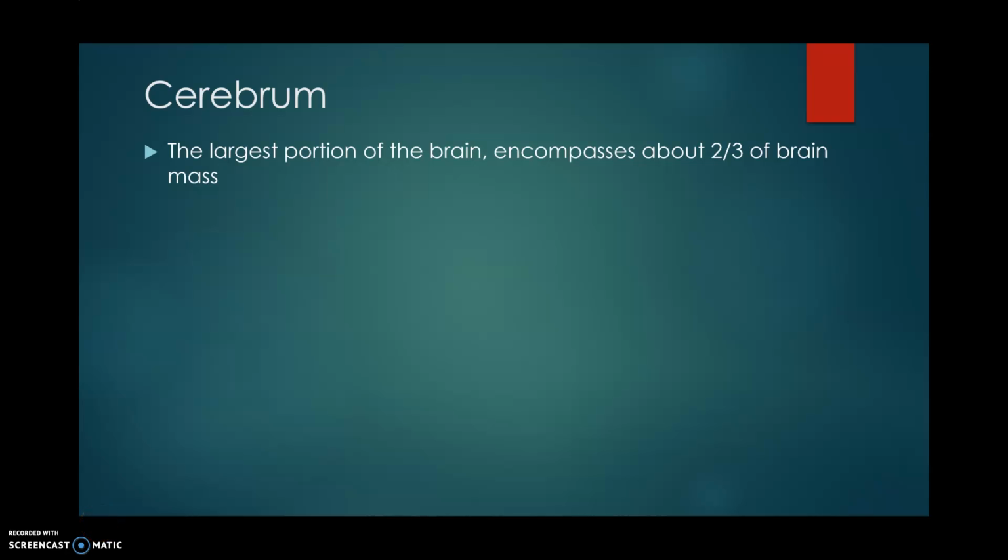Hi everyone, we're going to continue right on with our different sections of our central nervous system. So our cerebrum is that largest portion of your brain, and it actually encompasses about 2/3 of all brain mass. So that's where we're going to see all those gyri and all of those different indentations. The wrinkliness of your brain is where you're going to see your cerebrum.